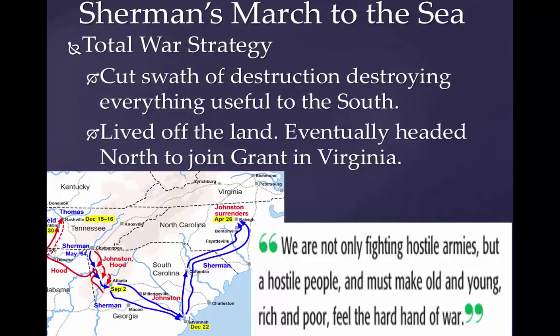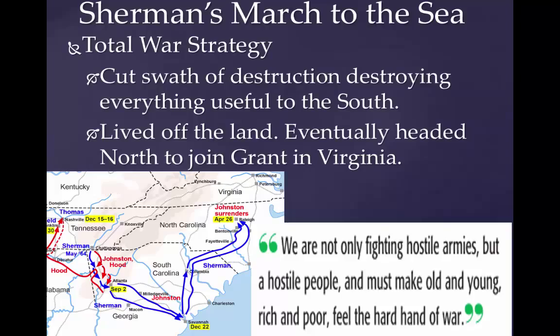One thing becomes known as Sherman's bow ties: they would heat up the railroad lines and tie them into bows, essentially leaving them completely unusable. They lived off the land, and eventually they get across the South to the sea, and then rush north to join with Grant in Virginia, hoping to crush the Confederate army from the opposite side once and for all.